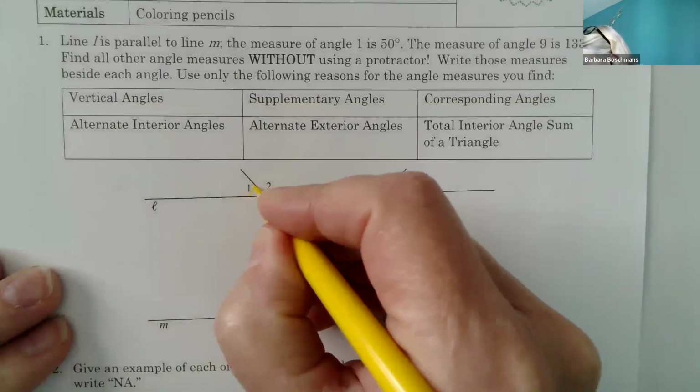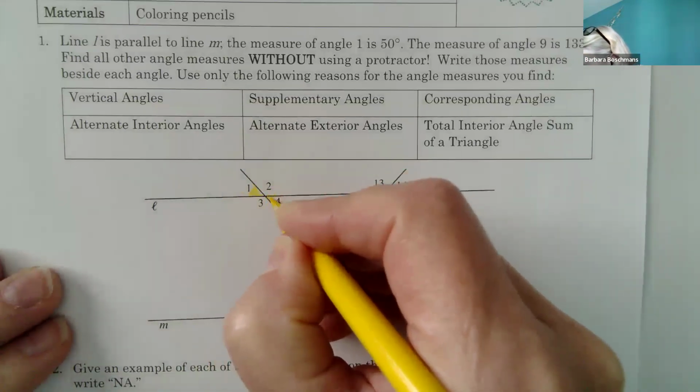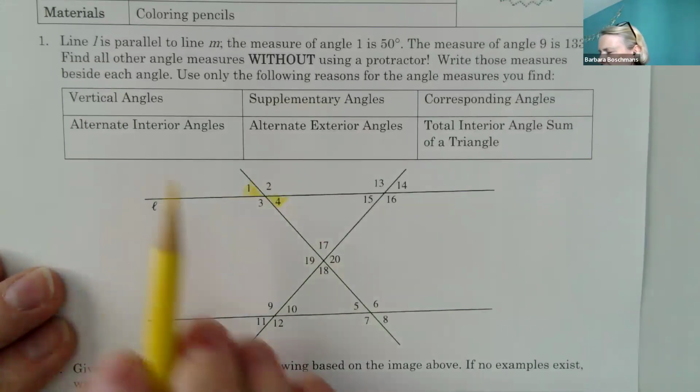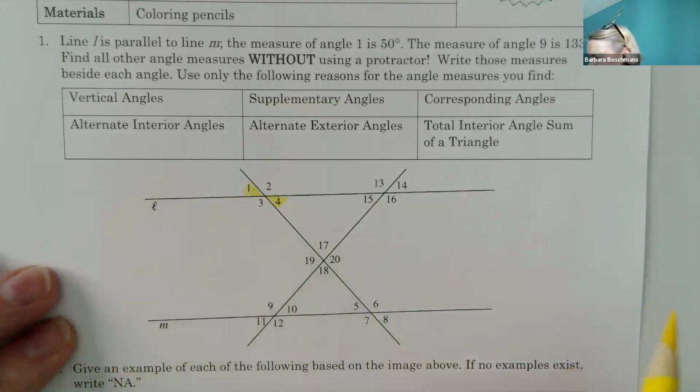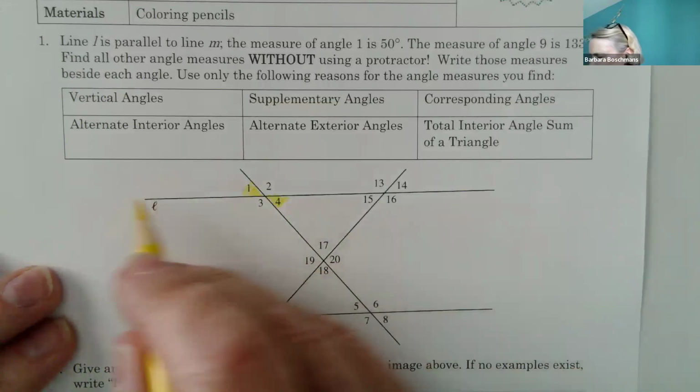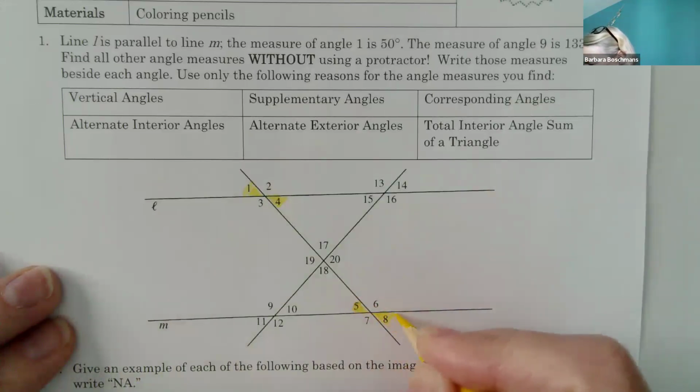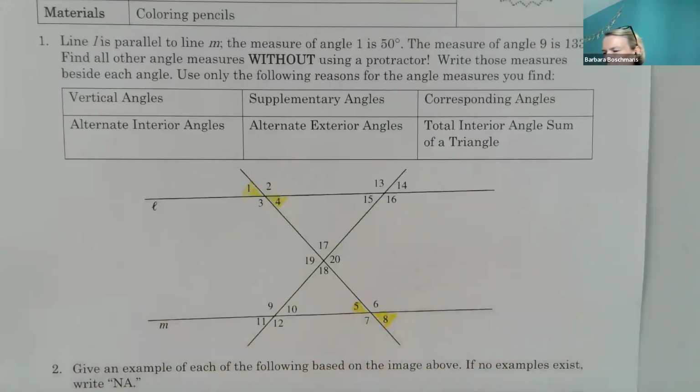So for example, angle 1 and angle 4 are the same. Those are called vertical angles. They're created by the intersection of these two lines. And then because L and M are parallel, 5 and 8 will be the same as well.